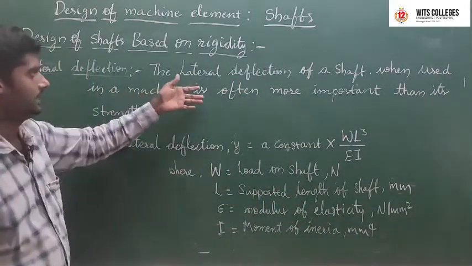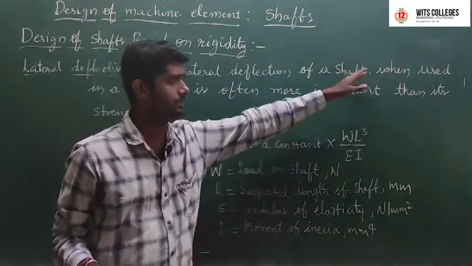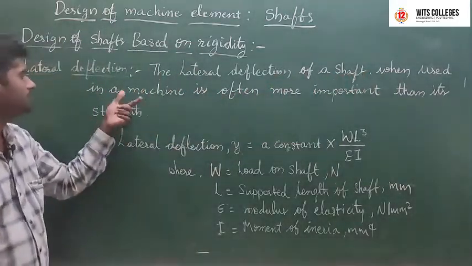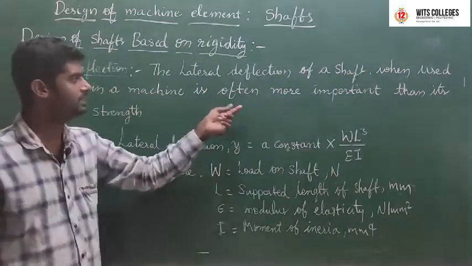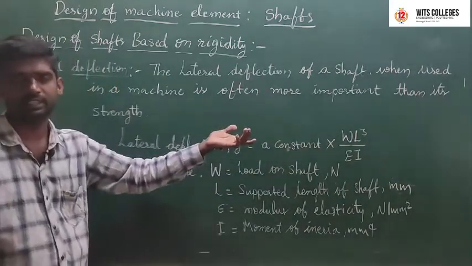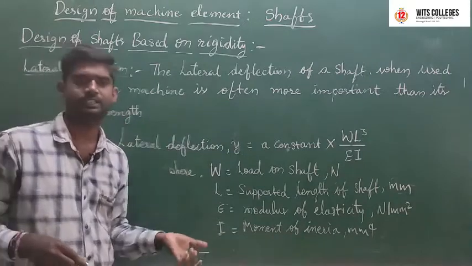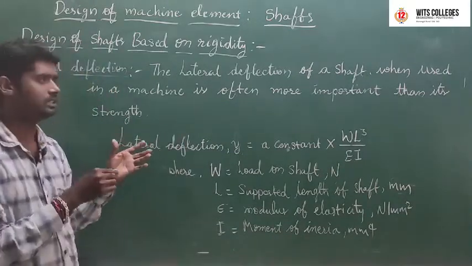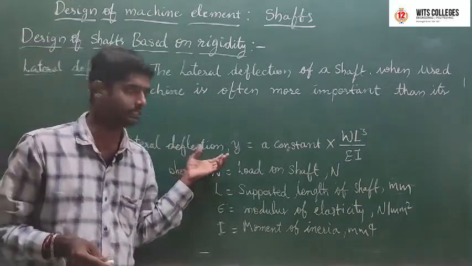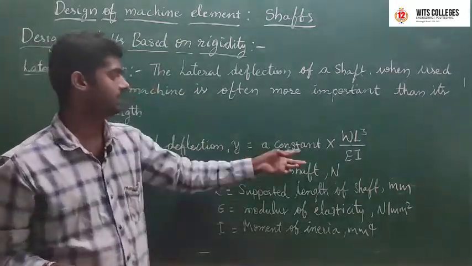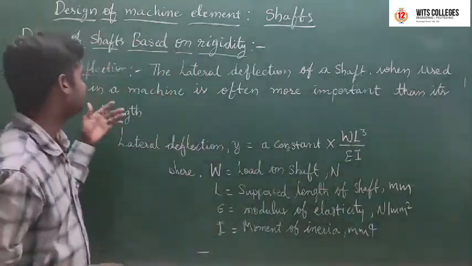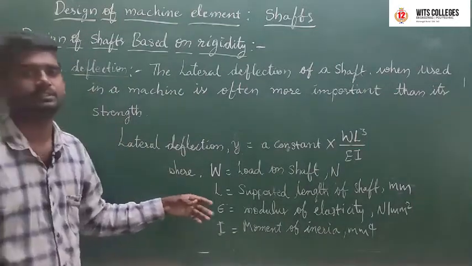Again, the lateral deflection of a shaft when used in a machine is often more important than its strength. This lateral deflection is denoted by y equals a constant into W L to the power of 3 by E I. This is the lateral deflection.